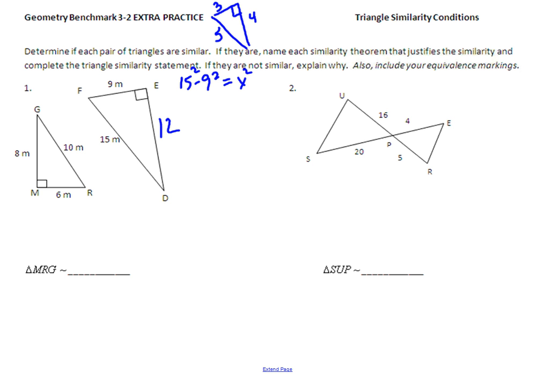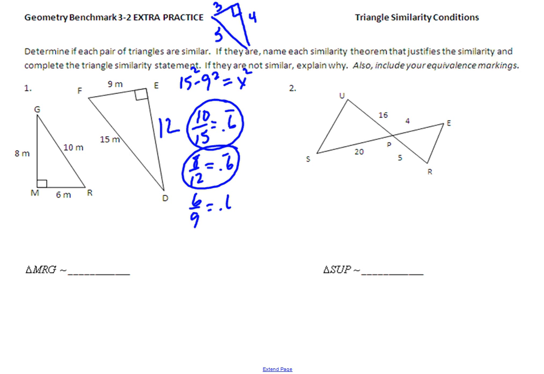And then I set up the ratios. If I do the longest sides, basically the 10 and the 15, divide that out and see what I get, that's 2/3, so it's 0.6 repeating. If I do the next longest side, the 8 and the 12, I get the same answer. And I need all three sides if I want to use that one. So I'll do 6 divided by 9. I get the same answer.